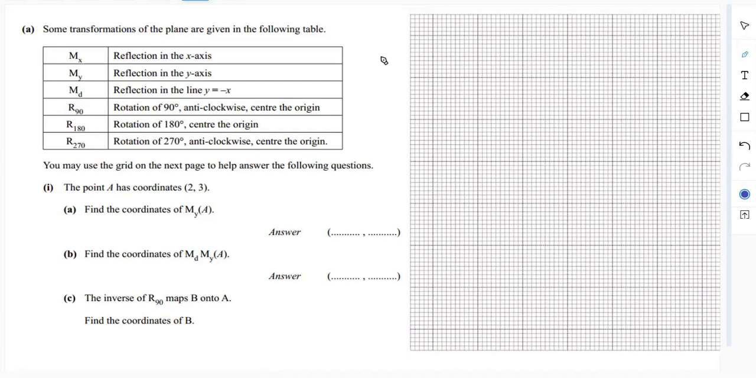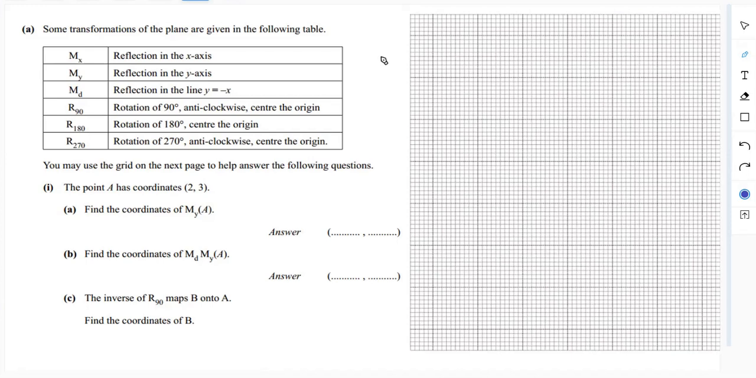So let's start with this. We have some transformations given here. Now see, the question has represented some transformations with letters. Okay, Mx, My: M represents reflection, and R represents rotation, and it has described all of those transformations. Now we can use this grid on the right to help answer these questions. There's a point A that has coordinates 2 and 3. Now, My of A.